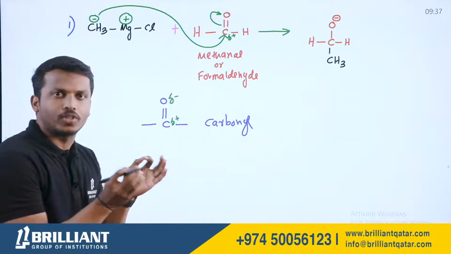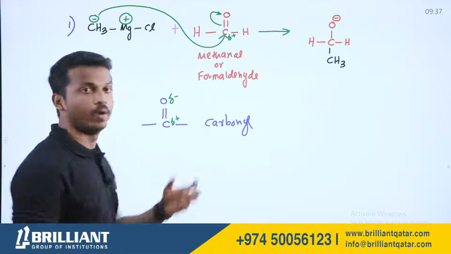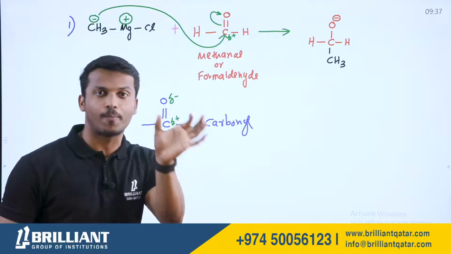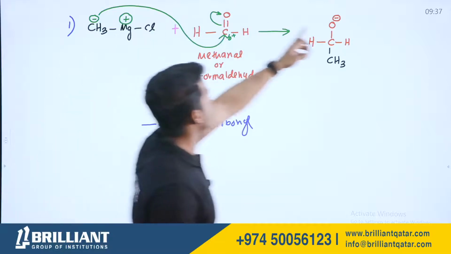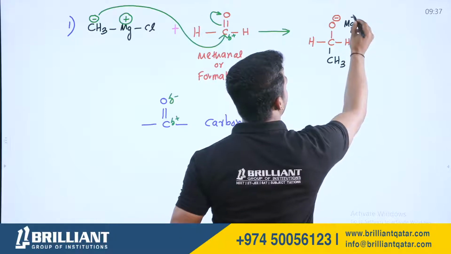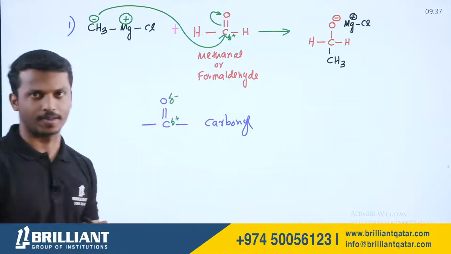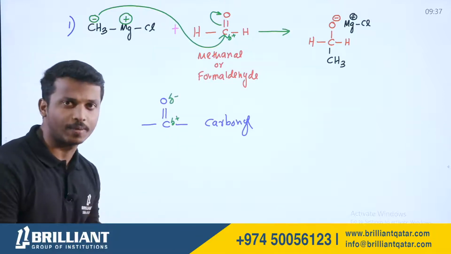And some species are missing here, right? Which species is missing? Mg plus and Cl. Where is Mg plus and Cl? That is a positive part. It will go to this negative part. So oxygen has a negative charge, so the Mg plus Cl will attack. This is the product. Hope you are clear on the first step, dear all.